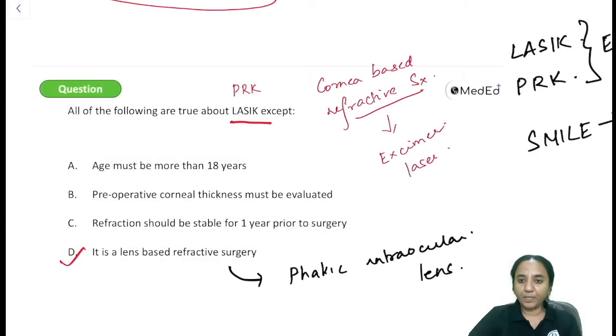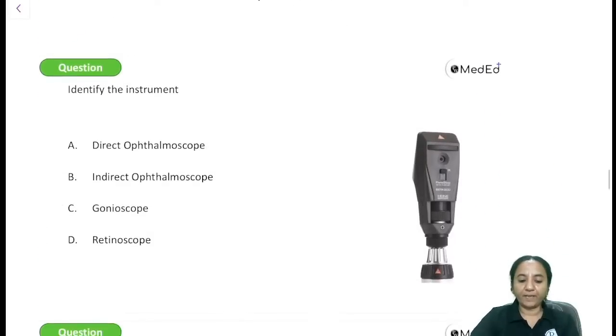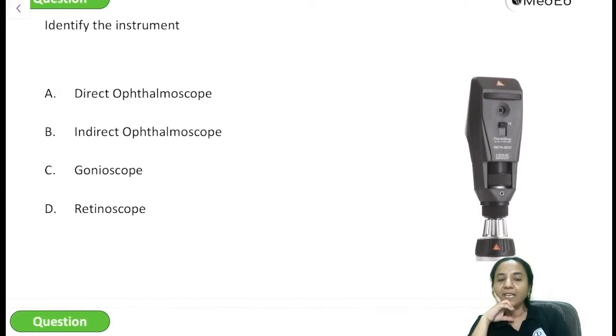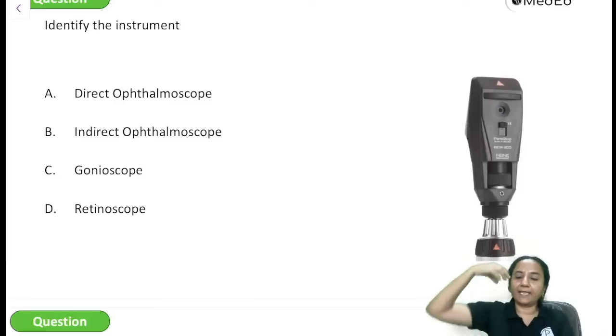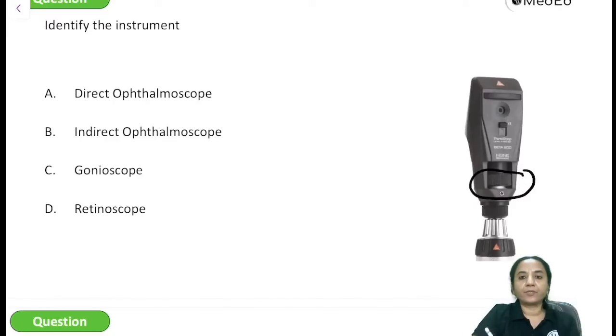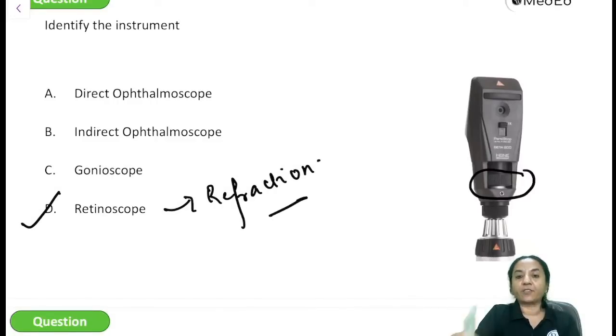Okay, let's go to the next question. Identify the instrument. So which instrument is it? See, there is a handle. On top of the handle, there is a head. And there is a dial here at the shaft. This is a retinoscope. And what's the use of the retinoscope? I told you a little while ago. The use of the retinoscope is refraction. It is meant for doing refraction.